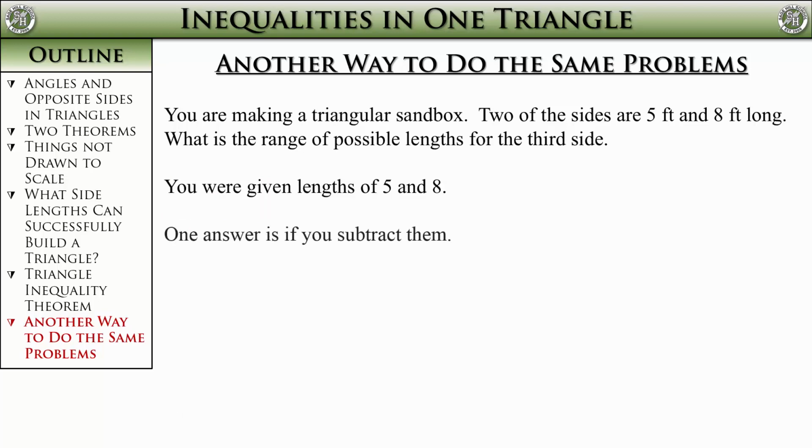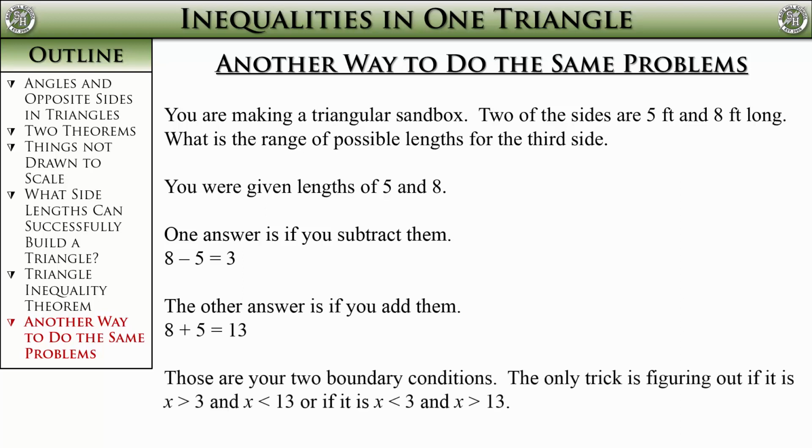The first answer is if you just subtract them. You always subtract the smaller number from the larger number. We don't want negative distances, but other than that, all you're doing is subtracting. The other answer is if you just add them. There's no problem with adding. Add in either direction that you want. Those are your 2 boundary conditions.